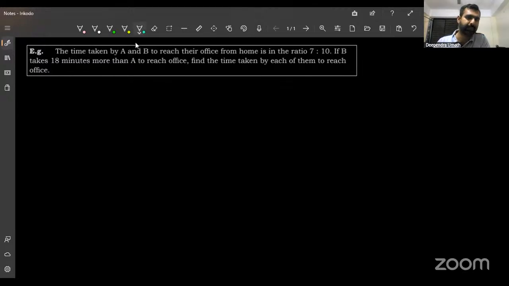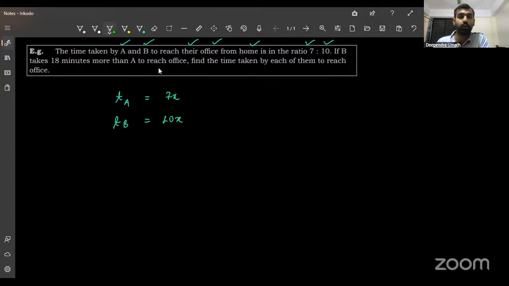Now, what does it say? The time taken by A and B to reach their office from home is in the ratio 7:10. So please understand, let's say time taken by A and time taken by B. So time taken by A and time taken by B is in the ratio 7:10, which means time taken by A can be taken as 7x, time taken by B can be taken as 10x. I hope you all are realizing it.